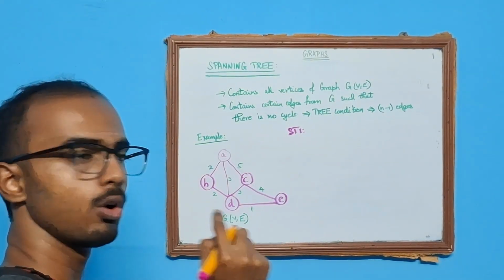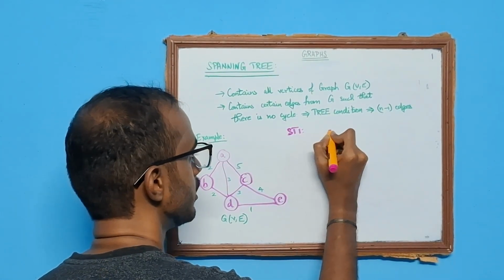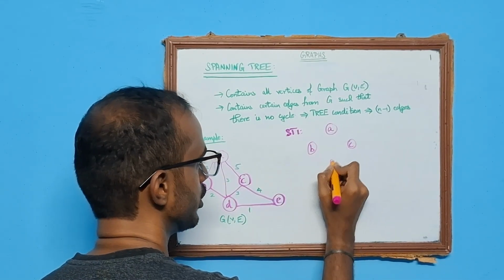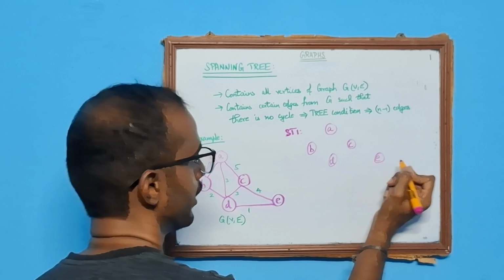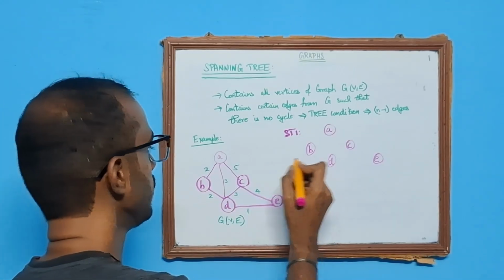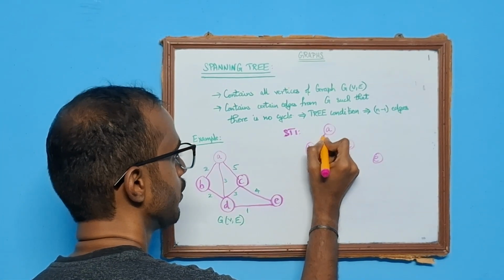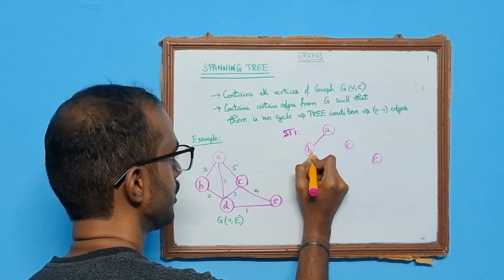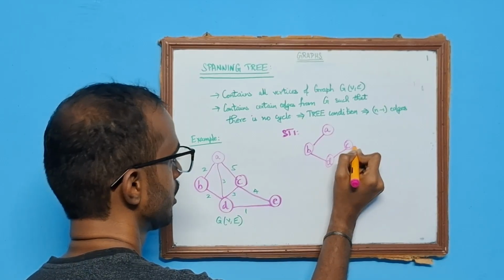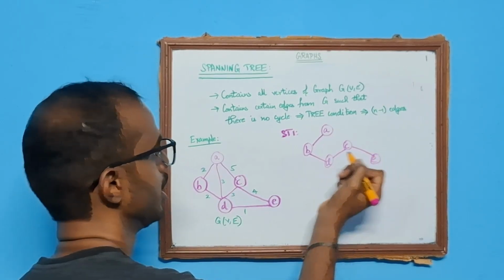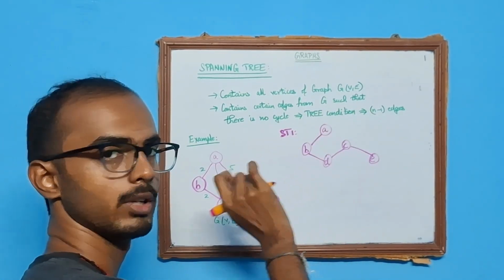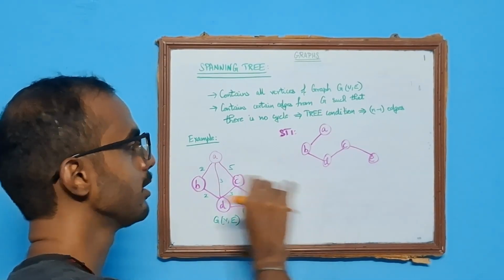First condition, it should have all the vertices, right? So let me write all the vertices here: A, B, C, D, and E. So all the vertices are there, and the first condition is satisfied. Now there should be no cycle, so let me randomly draw the edges. There is an edge from this to this, from this to this, an edge here, and an edge here. There are 5 vertices, and there should be only n minus 1 edges, 4 edges, such that there is no cycle. This satisfies the condition.